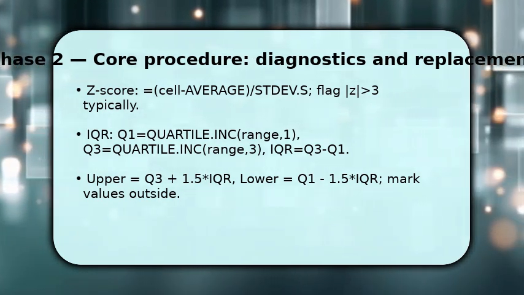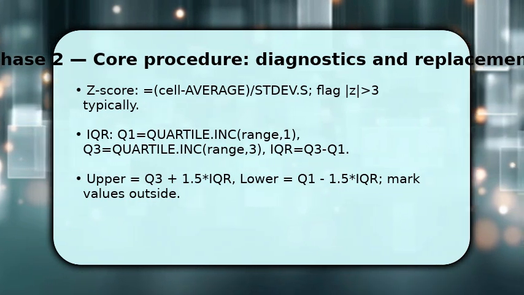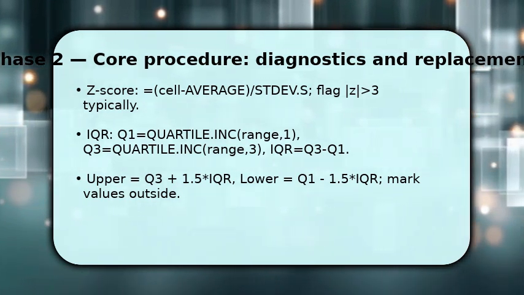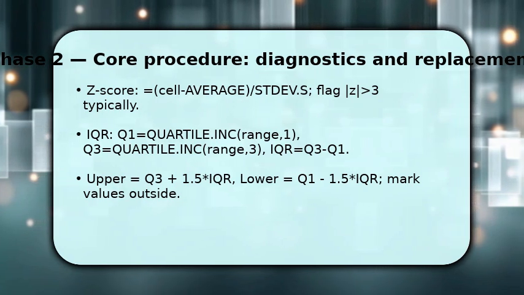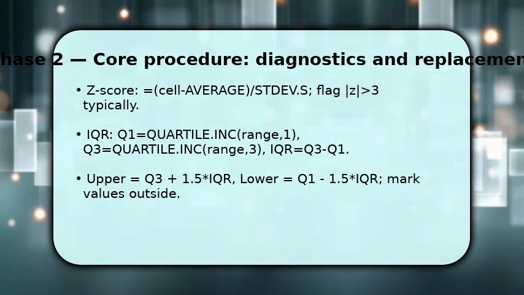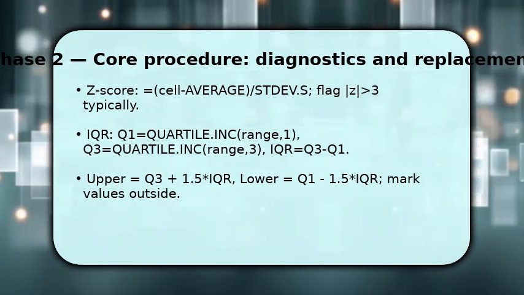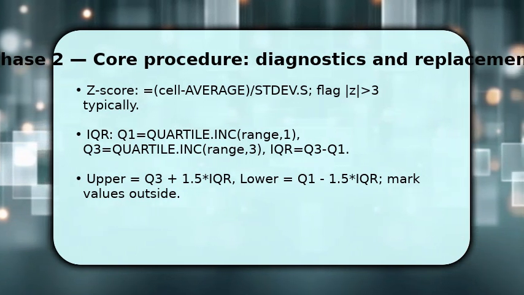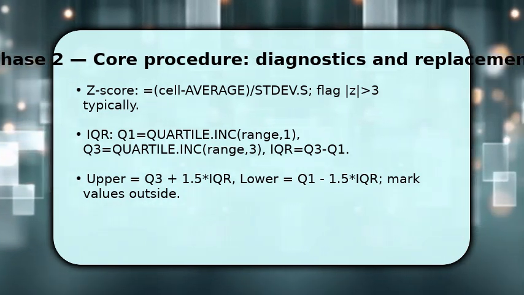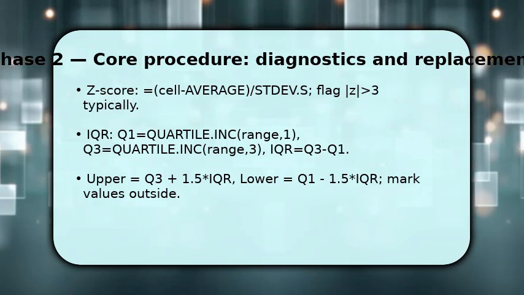Alternatively, compute Q1 and Q3 with QUARTILE. Get the IQR, then calculate lower equals Q1 minus 1.5 IQR and upper equals Q3 plus 1.5 IQR. Use conditional formatting to color cells beyond those bounds so you can visually inspect them fast.